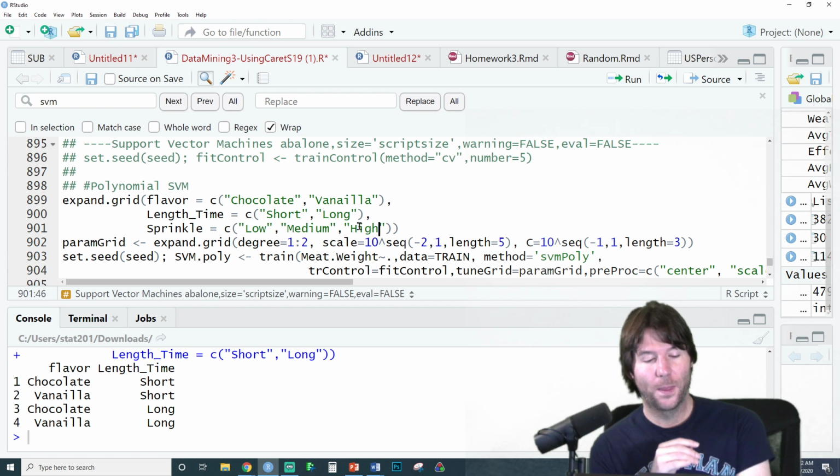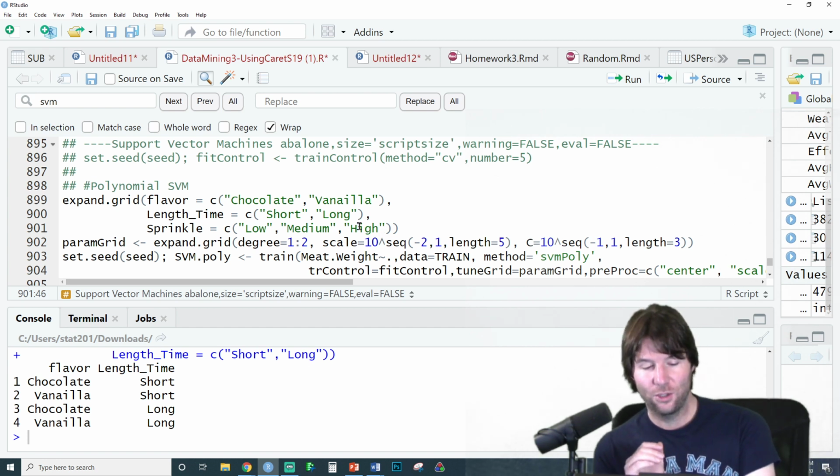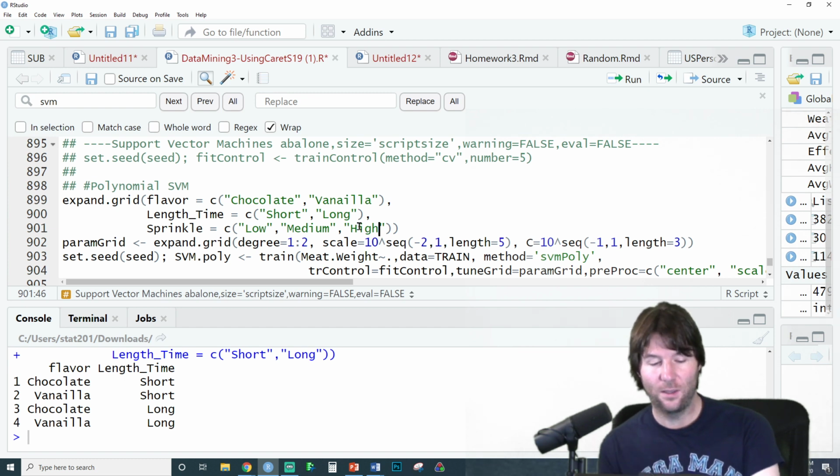So it's probably going to go chocolate, let me make sure I do it in the right order. Chocolate, short, low. Vanilla, short, low. Chocolate, long, low. Vanilla, long, low. Chocolate, short, medium. Vanilla, short, medium. If you can't see, I'm permutating through, and then it'll go chocolate, long, medium. Vanilla, long, medium. Chocolate, short, high. Vanilla, short, high. Chocolate, long, high. Vanilla, long, high. And let's find out. This should be 2 times 2 is 4, times 3 is 12.